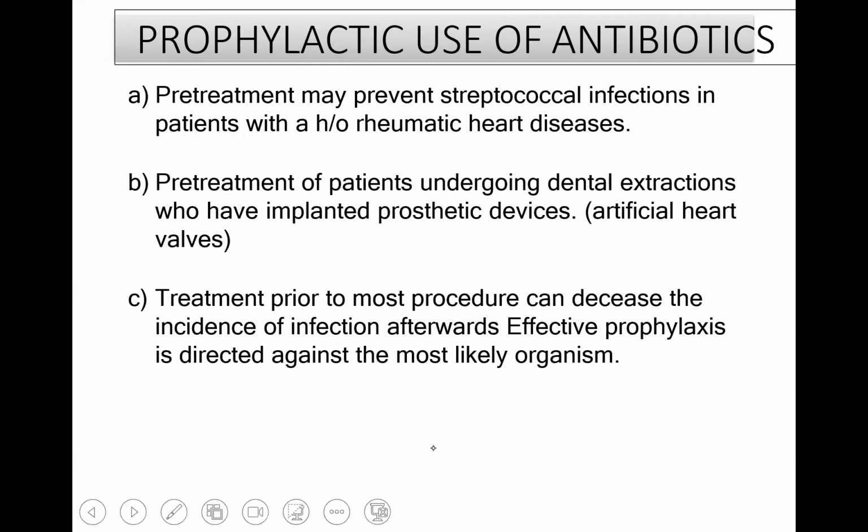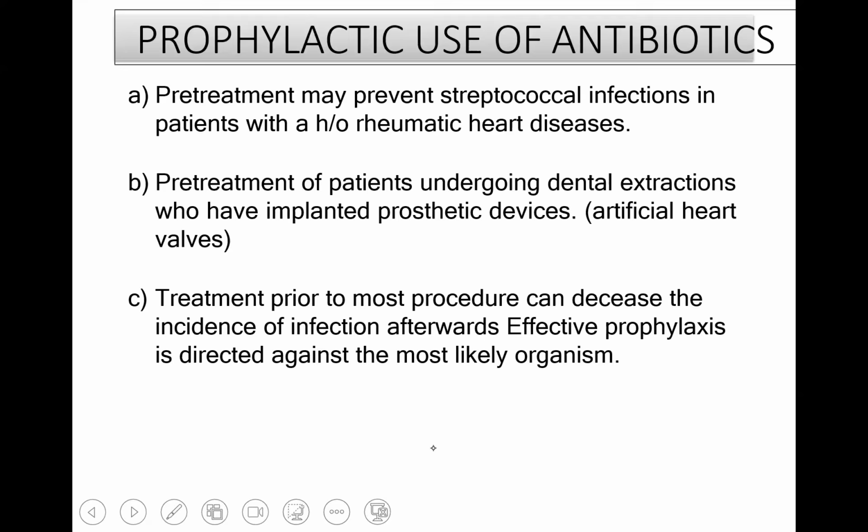Then also during dental extractions or any dental procedures for patients with an artificial heart valve. Also, patients who are undergoing dental procedures receive prophylactic antibiotics like ampicillin and amoxicillin. And also, treatment prior to most procedures can decrease the incidence of infection afterwards. Effective prophylaxis is directed against the most likely organism.